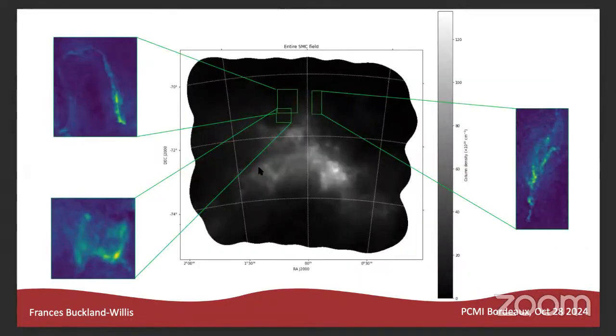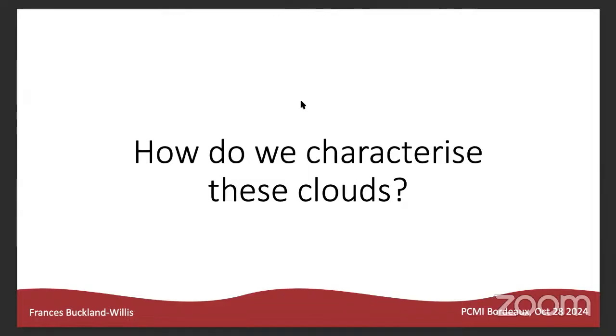So this is a column density map of the SMC in grayscale. And then in color, I've shown the column densities of these structures. But you can't see them very well on the total column density map because we're summing over the entire velocity spectrum, so they do get washed out a little bit. But you can see that they all reside in the north of our galaxy here. So the question is then, how do we characterize these clouds?